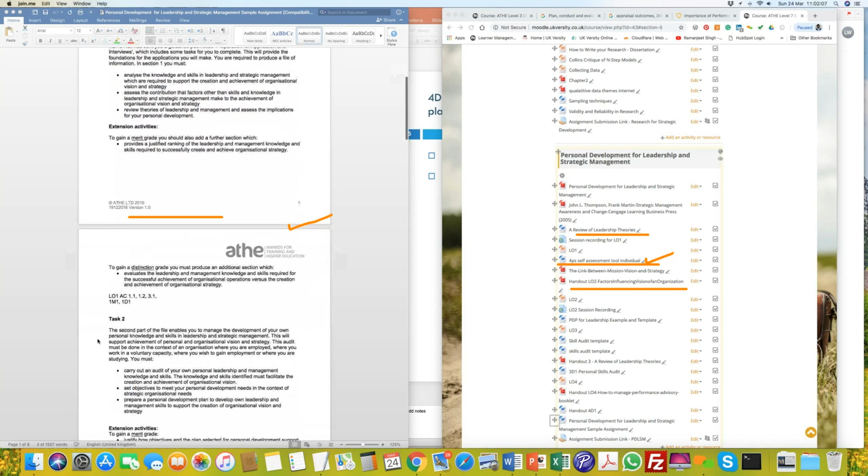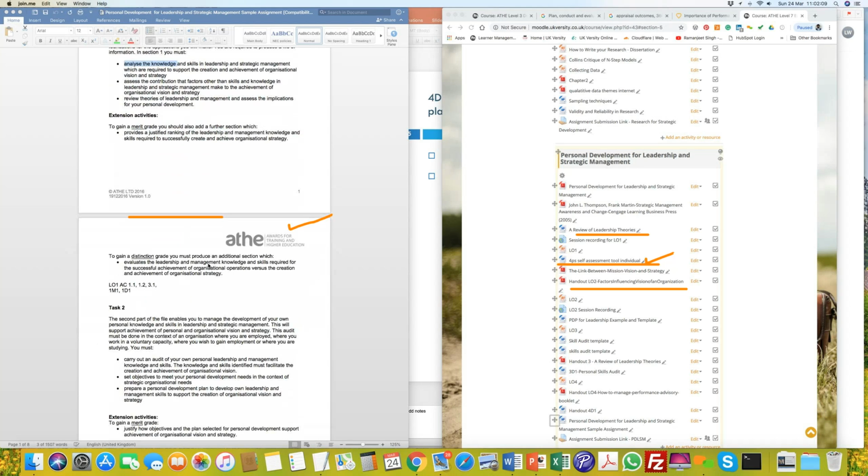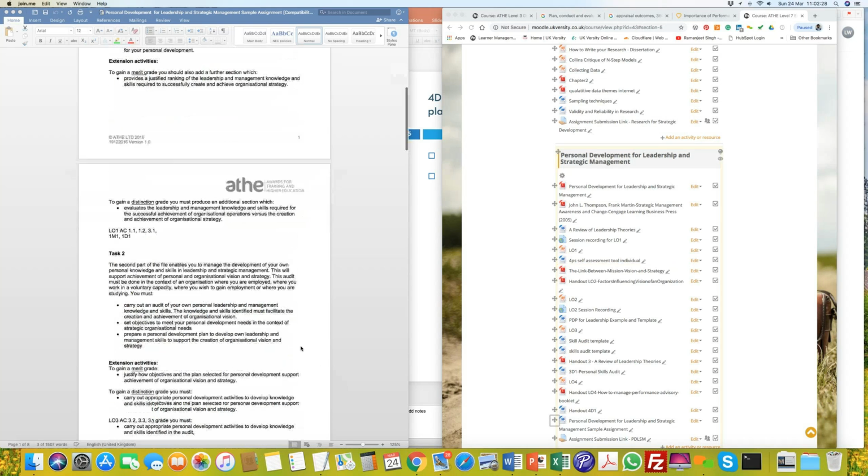And now, in terms of the distinction, it talks about evaluation. So the same task that you're doing in the merit activity has to be evaluated by submitting more arguments to say why you think these skills are important. Things like change management, project management, communication, time management, why these skills are important when you work within the organization and you exhibit the qualities of a leader and a manager.